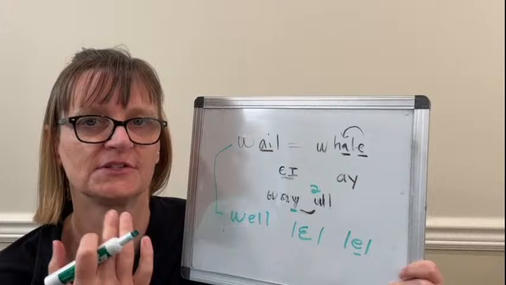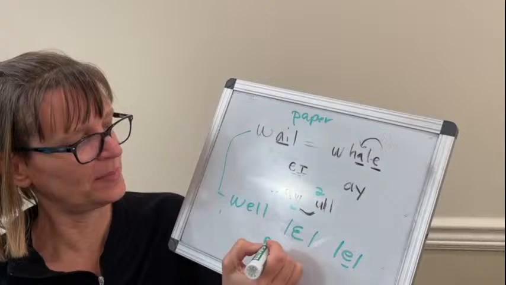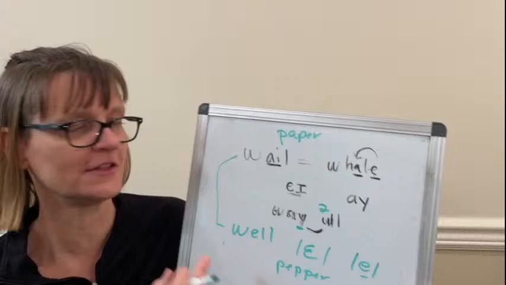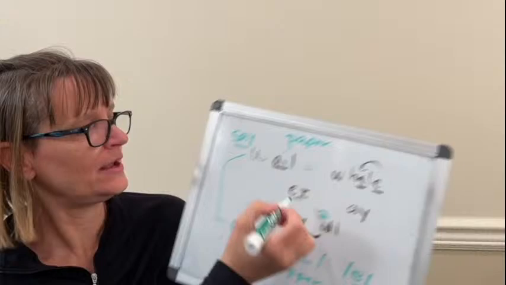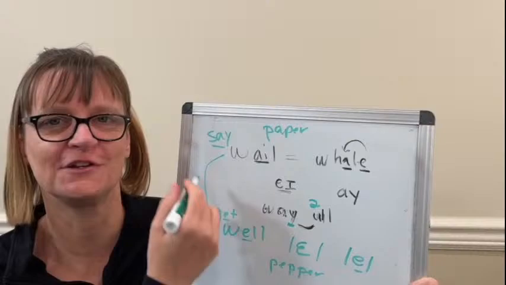Another contrast that can help you with these: I do have a video about paper versus pepper that explains this technique of using some other words to help me hear the difference between those vowels. So for example, try saying whale versus get well. These vowels are the same. These vowels are the same. When you hear say and get, you probably don't have any trouble between the vowels in those two words.